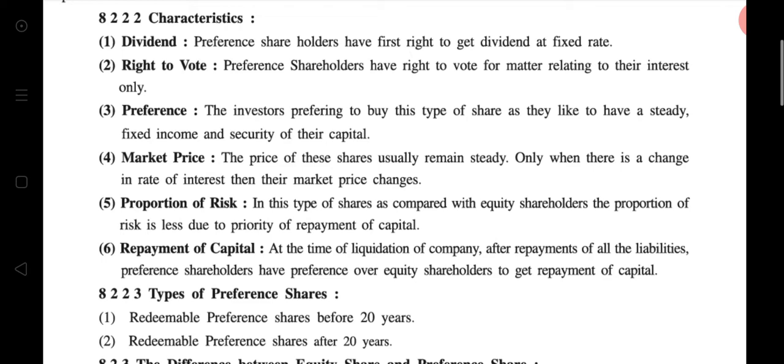So characteristics done, good. There are 6 characteristics. We revise the head points only and then we'll start the types of preference shares. So there are 6 characteristics: first dividend, then right to vote, then preference, then market price, fifth one proportion of risk, and sixth one repayment of capital.